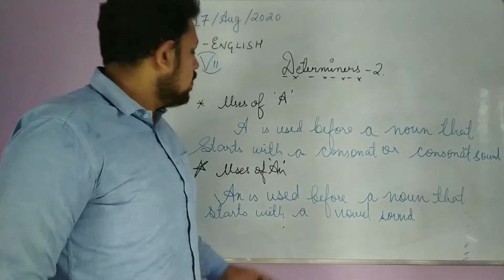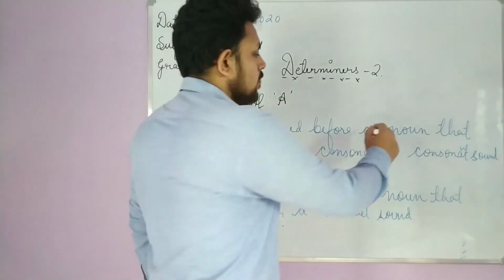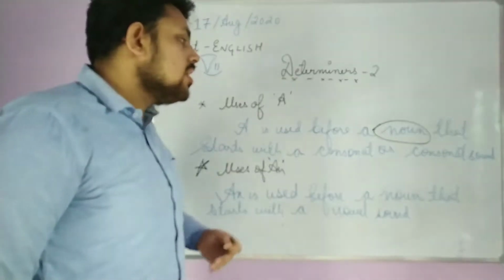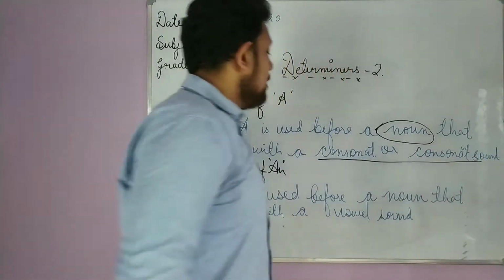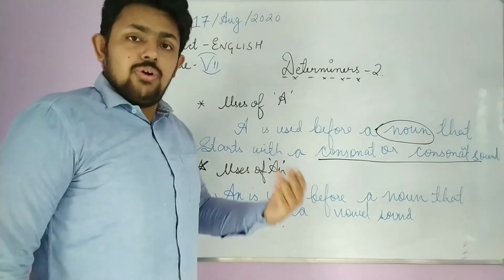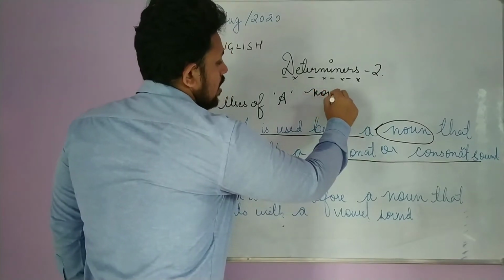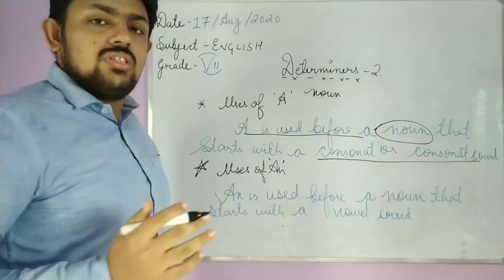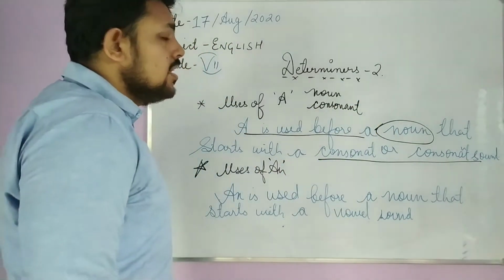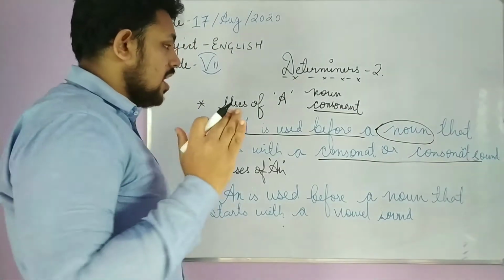Let's see where a is used. A is used before a noun, first of all, that starts with a consonant or consonant sound. What is particular about it is that it is used before a consonant sound produced by a noun. So A is used before a noun, and the sound that the noun starts with must be a consonant. We are not saying the word starts with a consonant. It can start with a consonant letter, but it should be in the sound of a consonant.